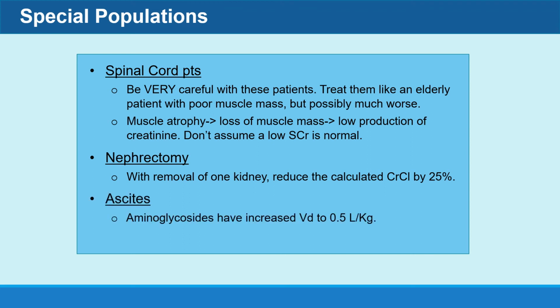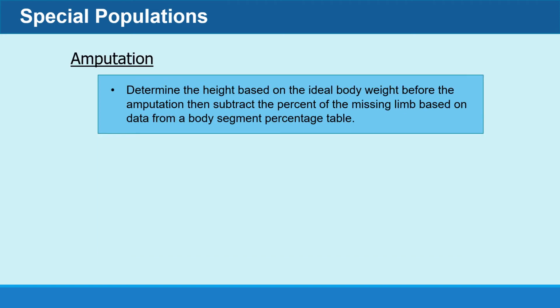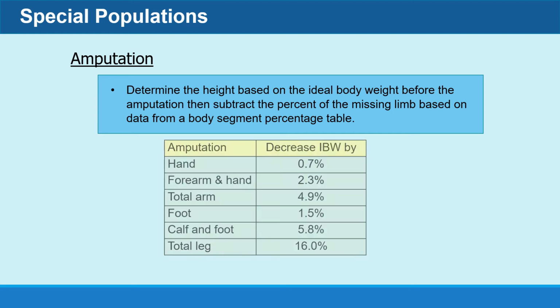In nephrectomy patients with removal of one kidney, we need to reduce the calculated creatinine clearance by 25%. And patients with ascites who are treated with aminoglycosides tend to have increased volumes of distribution to 0.5 liter per kilo. What do we do for patients who have had amputations? We determine the height based on the ideal body weight before the amputation, and then we subtract the percent of the missing limb based on the data from the body segment percentage table that you see below.